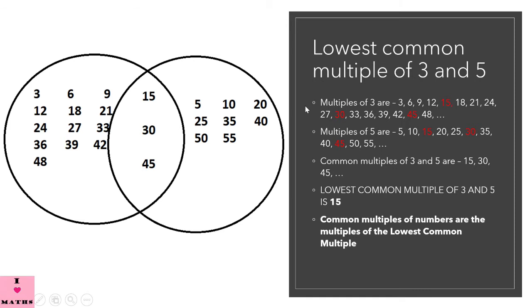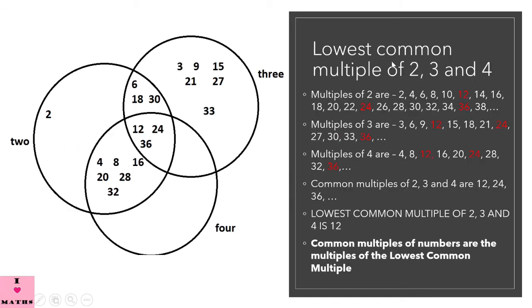Okay, let us find out the lowest common multiple of 2, 3, and 4. Now, beta, we are going to find out the lowest common multiple of 3 numbers. That is also not at all difficult, beta.